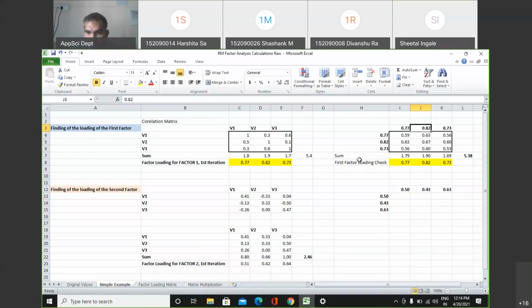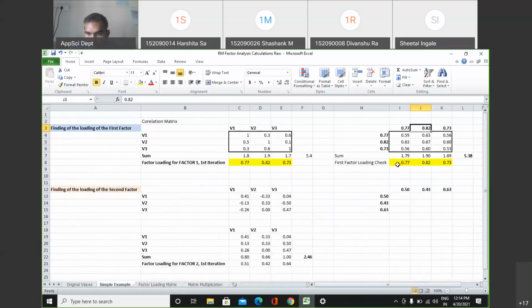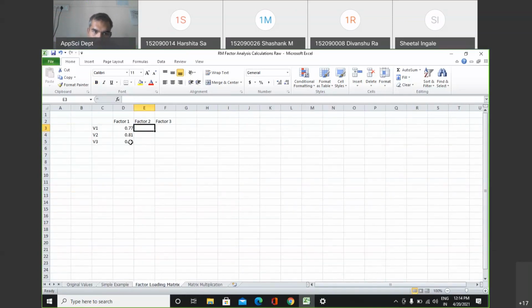So similarly, the process we are repeating. One thing: if in this matrix we would have made it positive, then we would have gone along the process. So here the first factor is done, we have taken the factor loading for each variable. From here you can say 0.77, 0.82, and 0.73. So we have got the loading for factor 1.